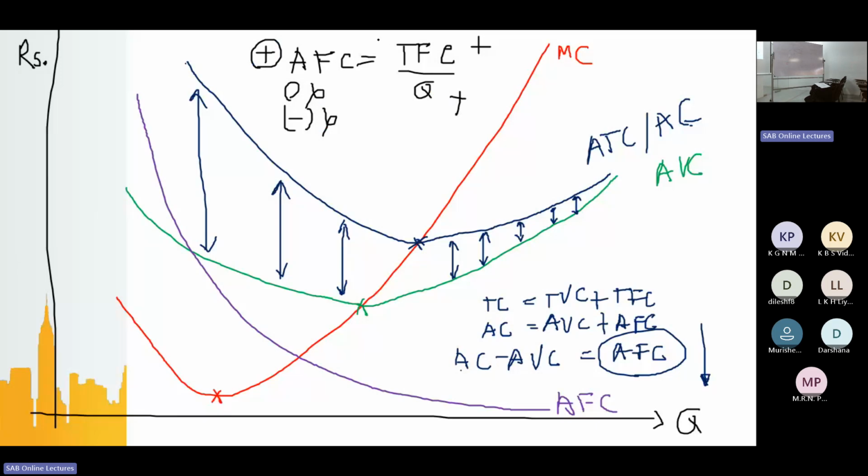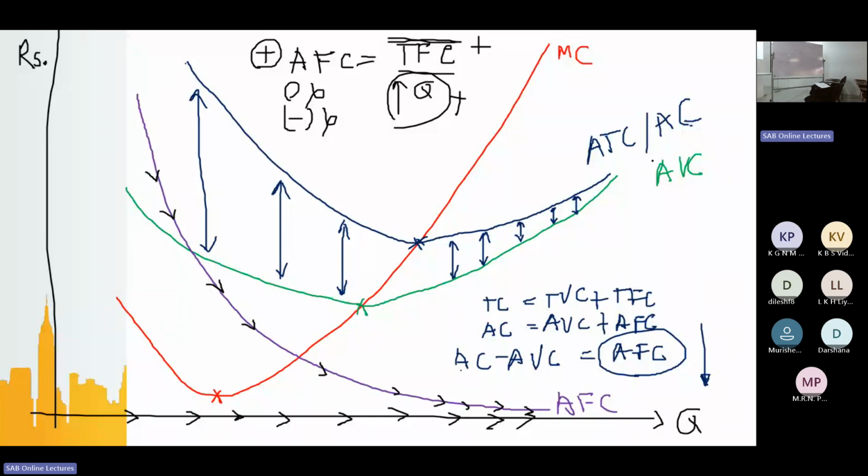And also total fixed cost is a fixed number. So a fixed number divided by an increasing number. Quantity is increasing; you can see along this quantity axis it's always increasing. So a fixed number divided by an increasing value, the value should continuously decrease. That is why average fixed cost is always decreasing.